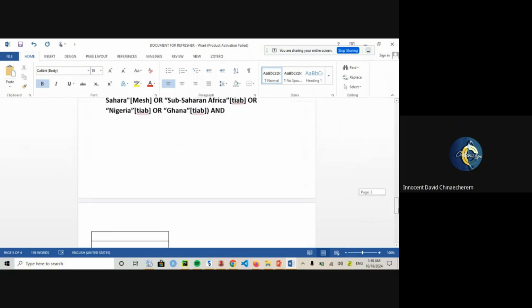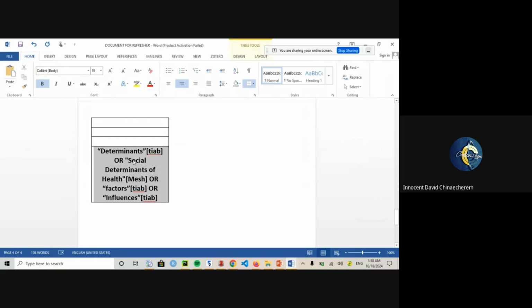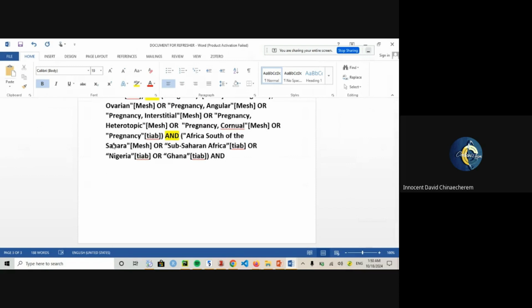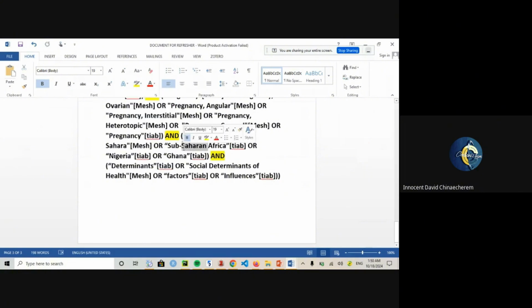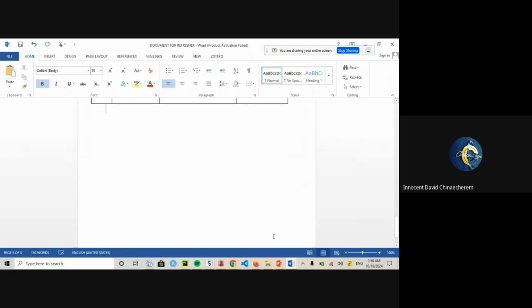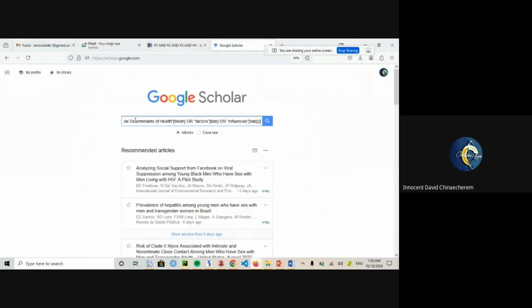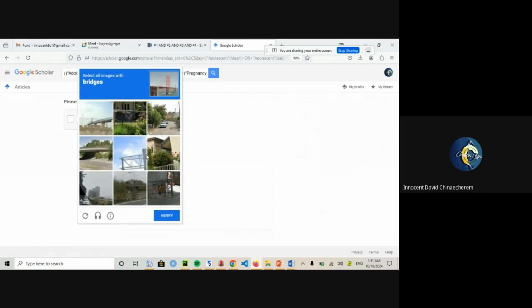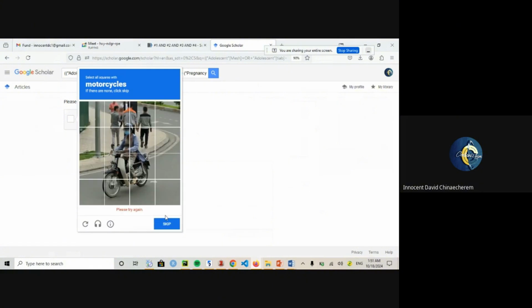Okay, so we'll move to the next. Let's do this. I'll take that. So this is our textual search strategy. So we'll just put it on Google Scholar and see. Okay, cool. It wants to know if I'm not a robot. I'm going to do that. Cool.